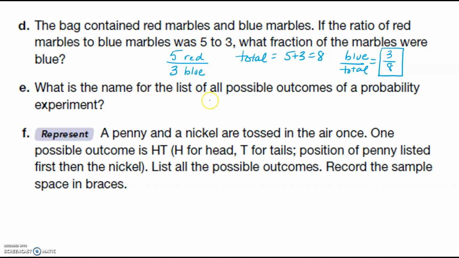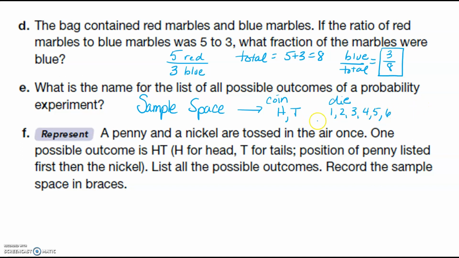Okay, what is the name for a list of all possible outcomes in a probability experiment? This is called a sample space. For example, if I ask you for the sample space for flipping a coin, the sample space is heads or tails, and you are done. Or the sample space for a die, 1, 2, 3, 4, 5, 6. That's it. All of the possible outcomes.